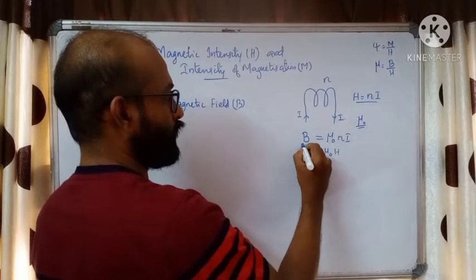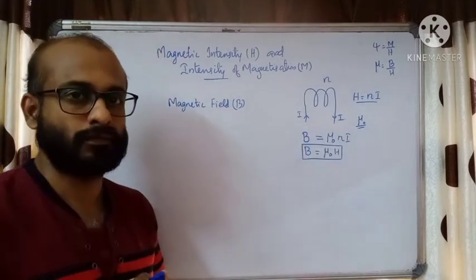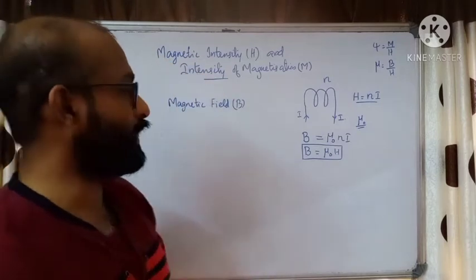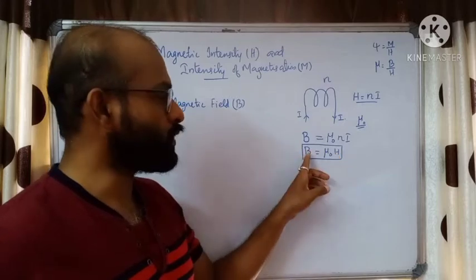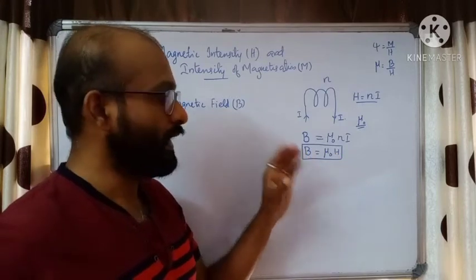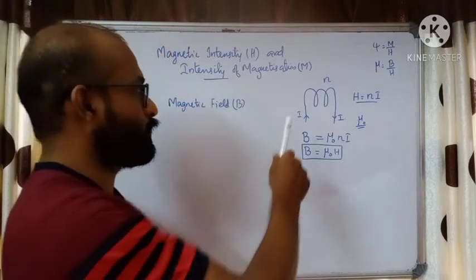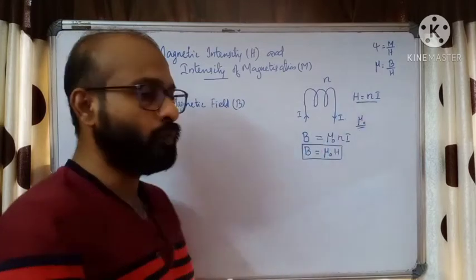This is a relation connecting magnetic field as well as magnetic intensity. So we have seen what is magnetic intensity. H is called the magnetic intensity. B is called the magnetic field. The intensity of the magnetic field produced by the current carrying conductor is called magnetic intensity. Okay, that is H. H is equal to n into I.